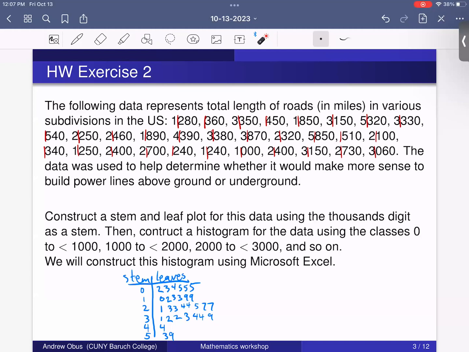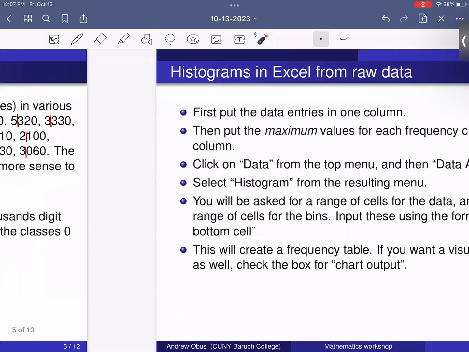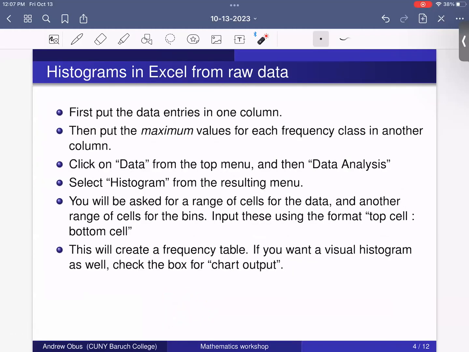Okay, great. Okay, so let's do this histogram on Excel. So let me show you how this works. So I've written a step-by-step thing that you can refer to later on if you're able to look at the notes. So we first put the data entries in one column. We put the maximum values for each frequency class in another column.